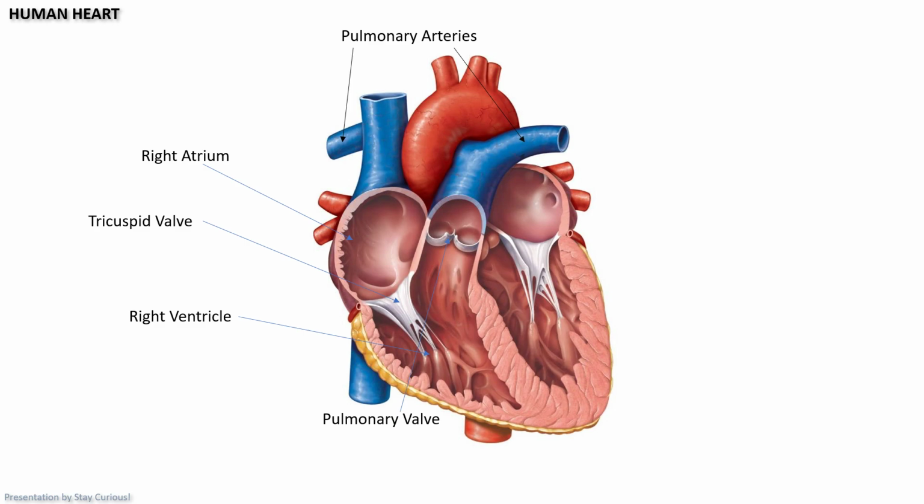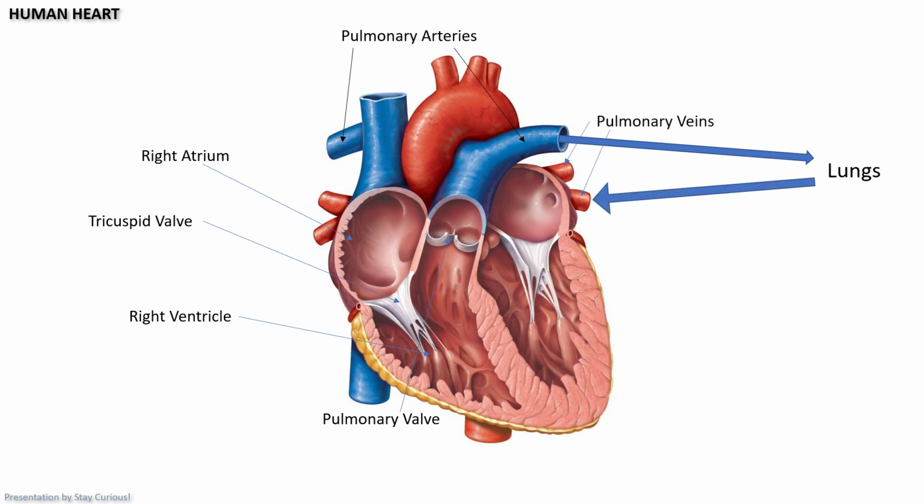Next, the blood flows into the lungs, where there is a gas exchange between carbon dioxide and oxygen, which I'll explain more in another video. The blood, now oxygenated, will come back through the pulmonary veins and into the left atrium. The blood will then go through the bicuspid valve, sometimes called the mitral valve, and into the left ventricle.